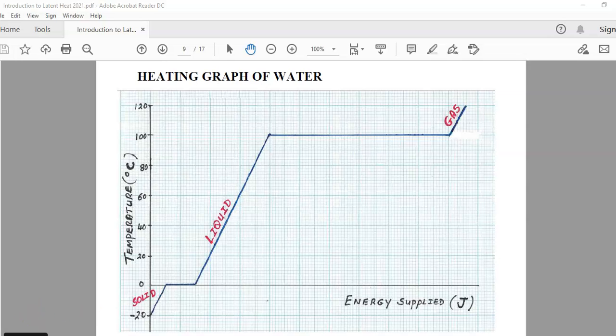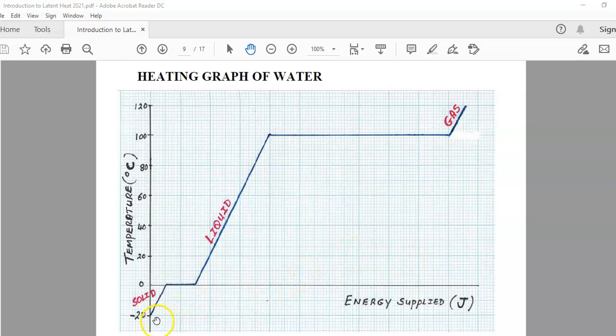And the last thing I want to look at today is what is known as a heating graph of water, sometimes called a cooling curve if you go the other way. It's just a very, very simple graph. On our y-axis we've got temperature in degrees Celsius, and on our x-axis we've got energy supplied. You notice I haven't put any numbers here. All we need to know is as we go towards the right, more and more energy is supplied to our substance, and it's supplied at a constant rate.